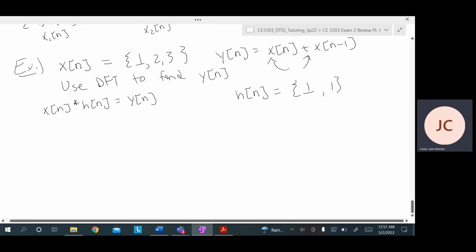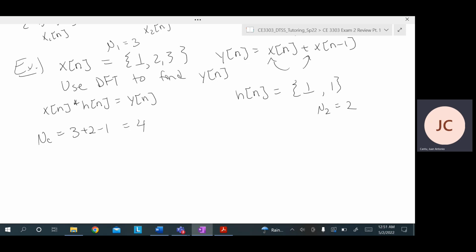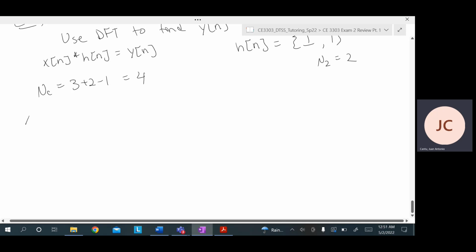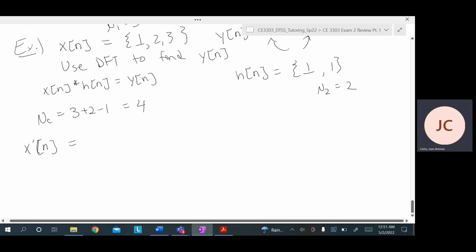And so if you look here, the length of x of n is equal to 3, and the length of h of n is equal to 2. So that means the length of y of n is going to be 3 plus 2 minus 1, which is equal to 4. Now the reason this is important is what we actually need to do is called zero padding. So I'm going to call this x prime of n instead of x of n. And I need to basically make x prime of n length 4. So what I do is 1, 2, 3, and then I zero pad it to make it a length 4. I do the same thing for my impulse response, h prime of n. Get 1, 1, 0, 0.